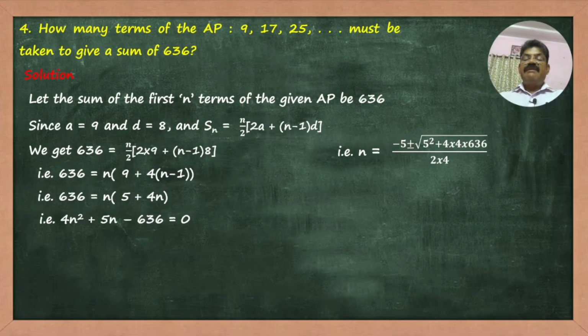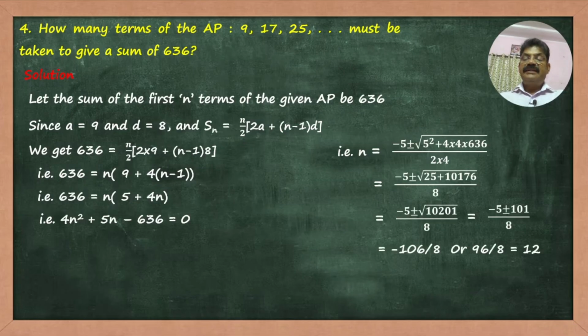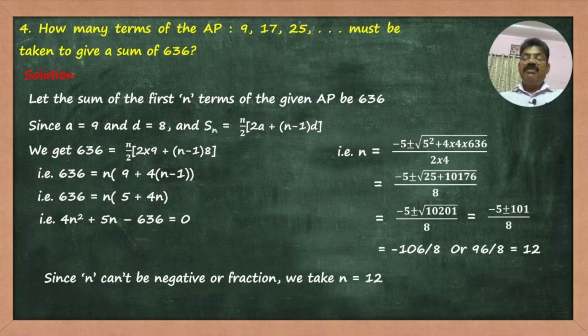So when you use the formula minus b plus or minus square root of b square minus 4ac by 2a, you get n is equal to minus 106 by 8 or 12. Since n cannot be negative or fraction, we take n is equal to 12. Therefore, first 12 terms are added to get 636. So that is the answer.